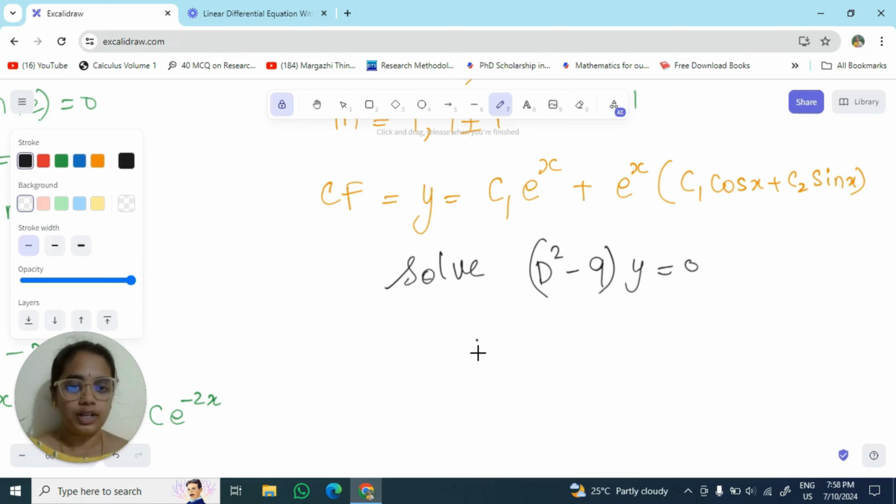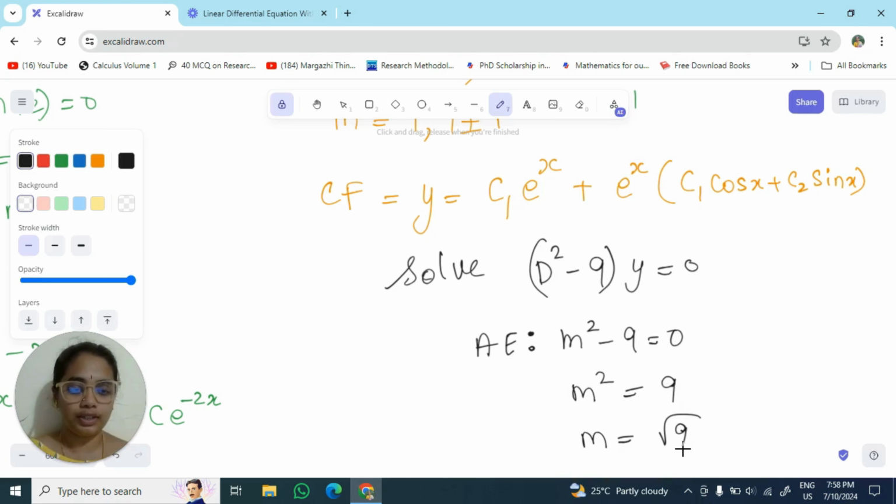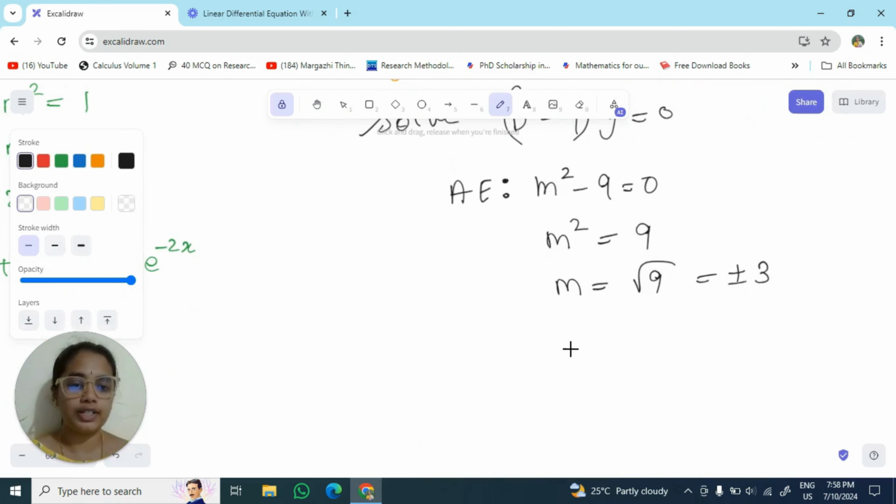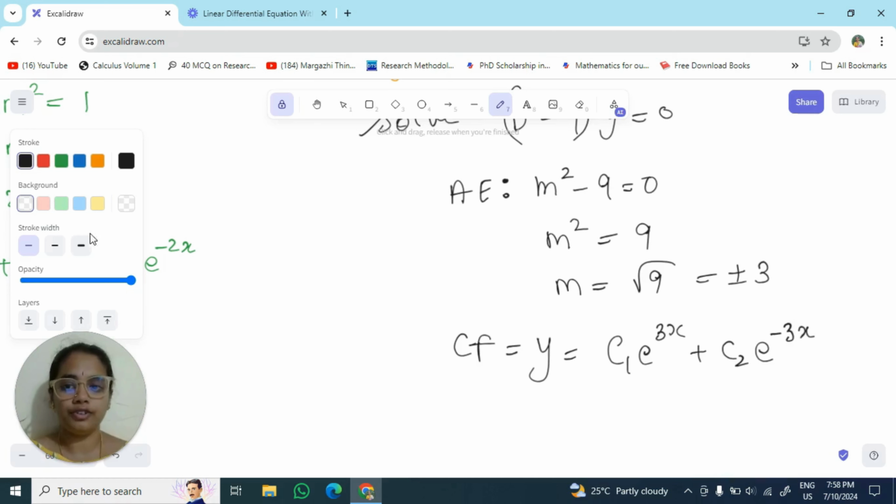Yes, so here let me write the auxiliary equation, which is nothing but m square minus 9 is equal to 0. m square is equal to 9. m is nothing but square root of 9. Clearly we would be getting it as plus or minus 3, right? Because square root of 9 is nothing but 3. So our CF would be y is equal to C1 e to the power 3x plus C2 e to the power negative 3x.